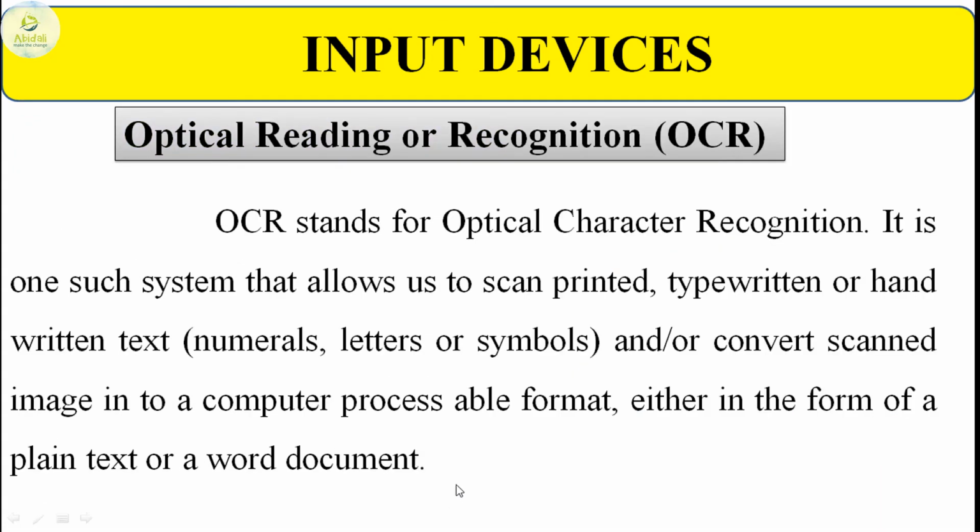The next kind of input device we have is optical character reading, or optical character recognition. OCR is a system which allows us to scan pre-printed, typewritten or handwritten text, like a textbook, a manual, or something which is already written, like notes which we can scan.